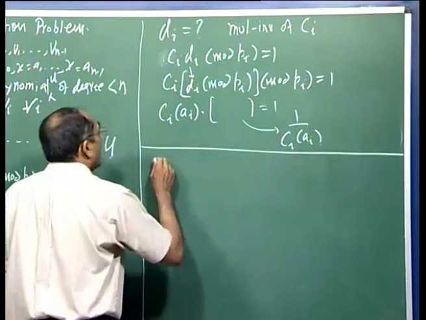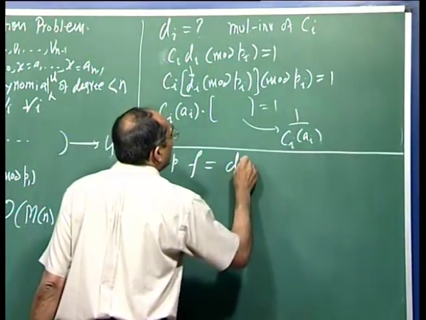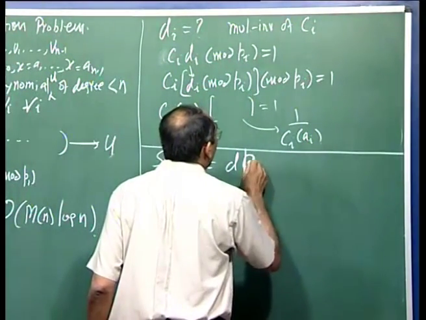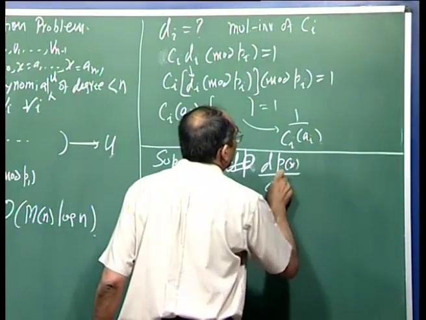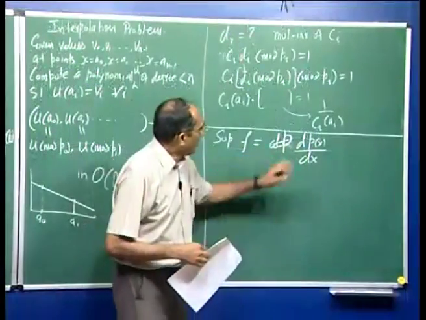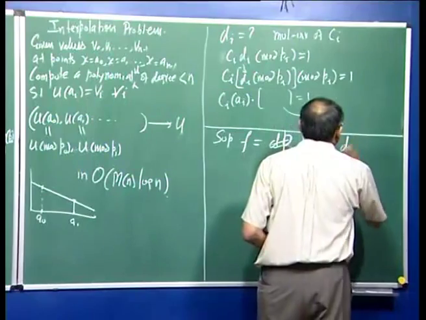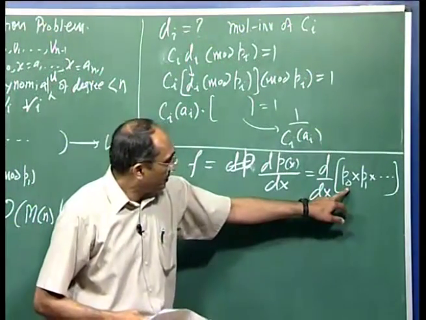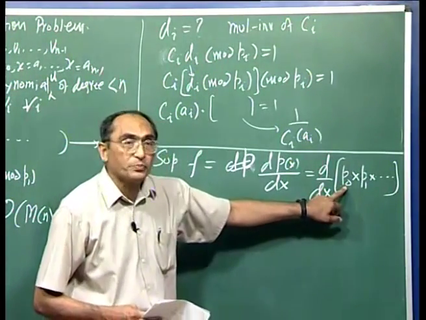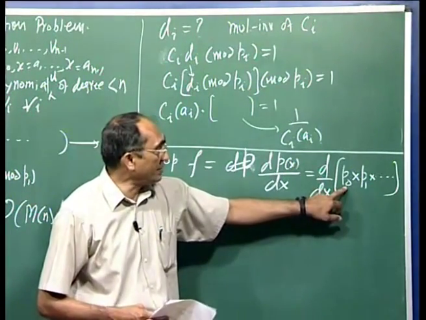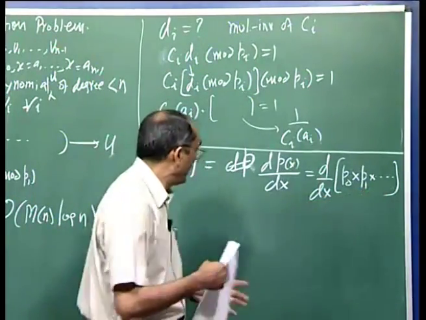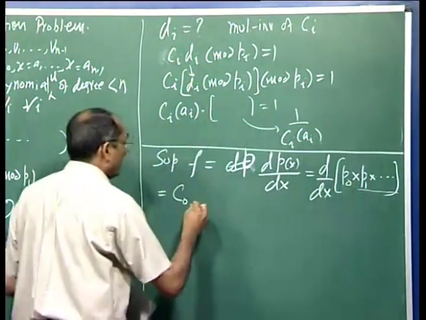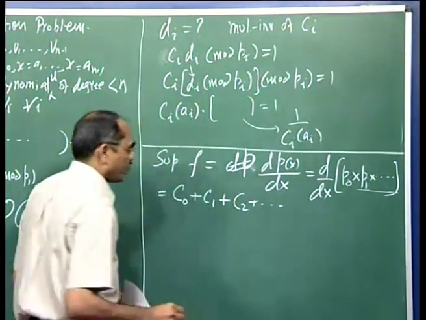Now, let us say f is nothing but dP(x) by dx. Notice that P is the product of Pi's. This is the same as d by dx of P0 times P1 and so on. If I differentiate by parts, when I differentiate with respect to P0, I get 1, because this is nothing but x minus A0. And what is left? This part, which is nothing but C0. Hence, this is C0 plus C1 plus C2 up to Cn minus 1.